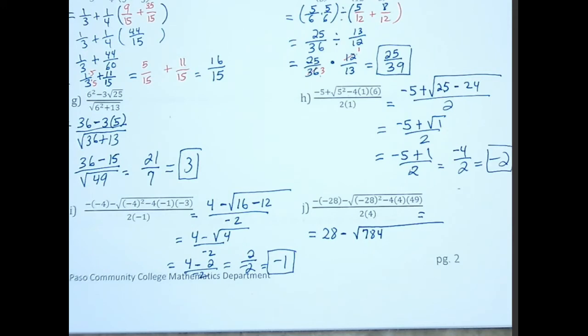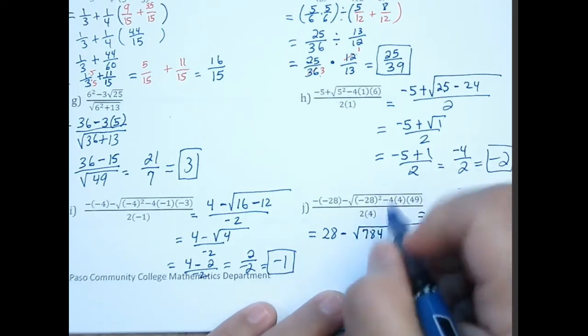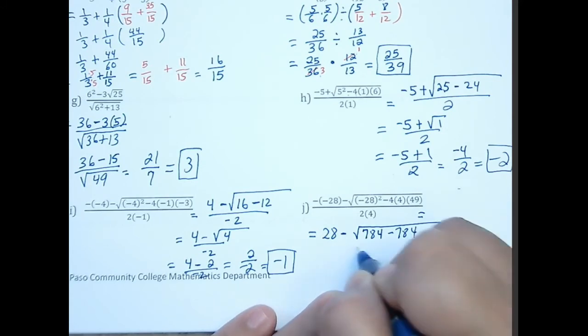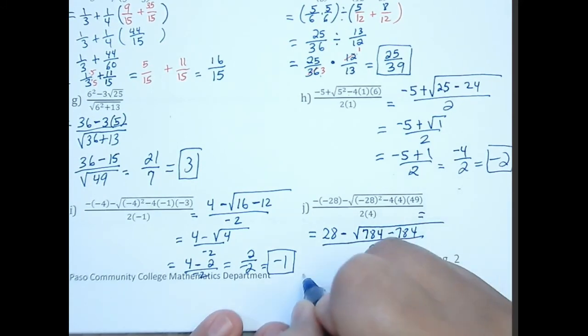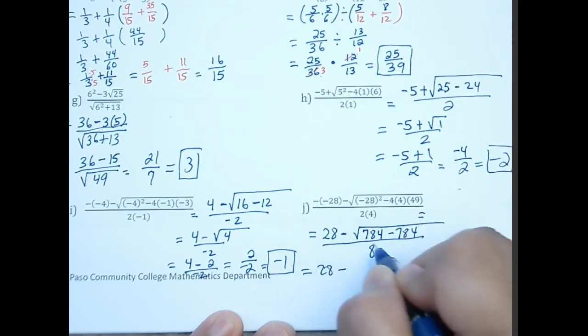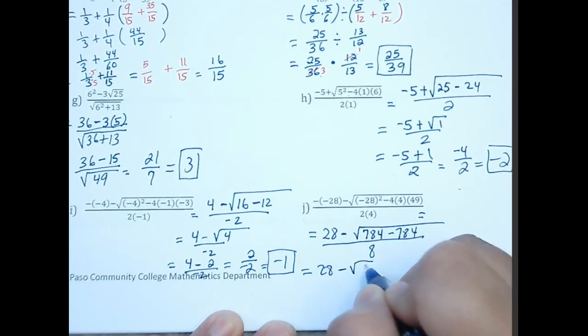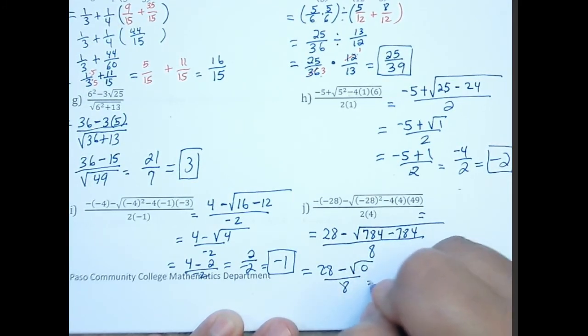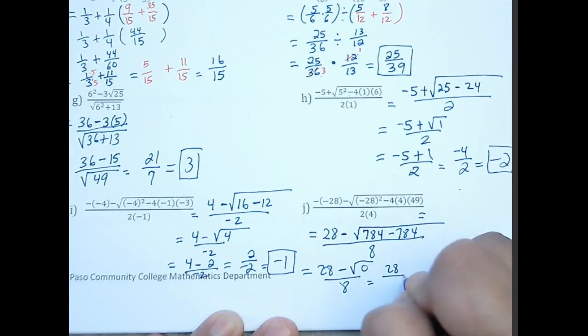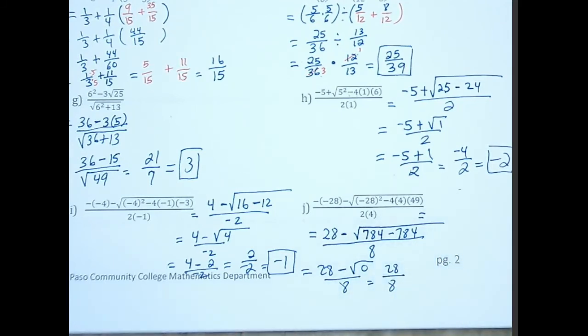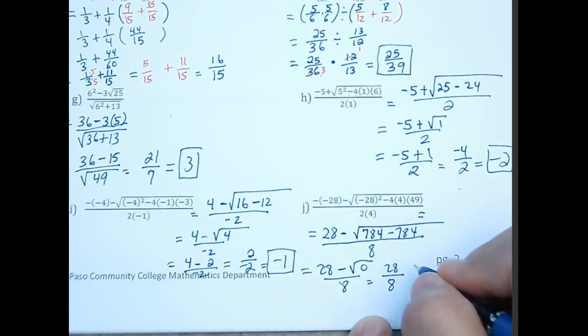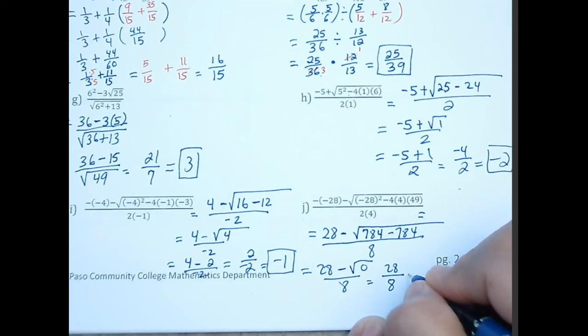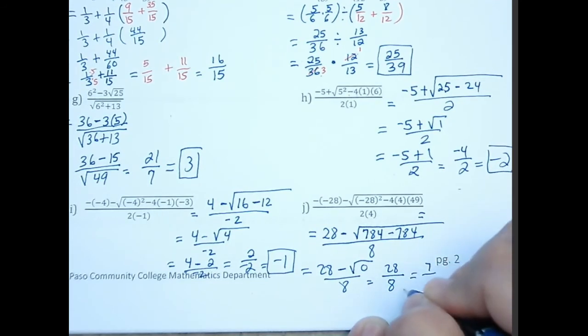And that's going to give us a negative 784 divided by 8. 784 minus 784 is 0, divided by 8. Square root of 0 is 0. So 28 divided by 8. It doesn't divide evenly, so we can reduce. So we divide by 4. 28 divided by 4 is equal to 7. And 8 divided by 4 is equal to 2.